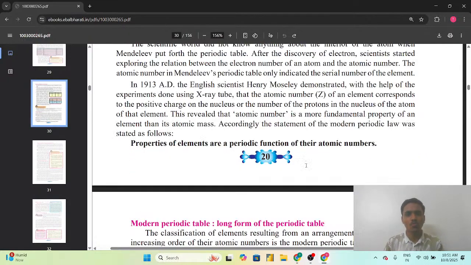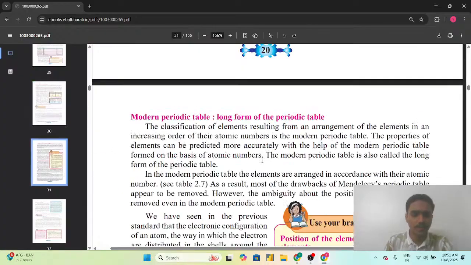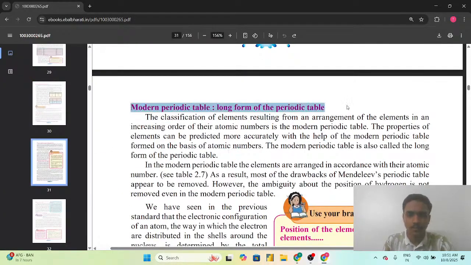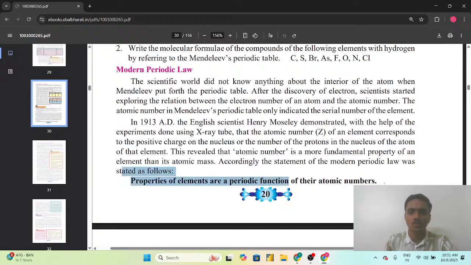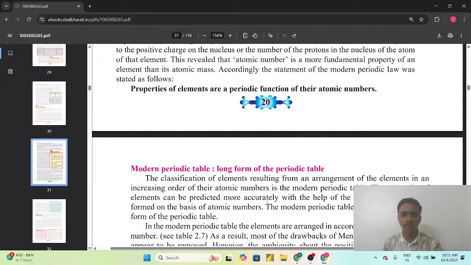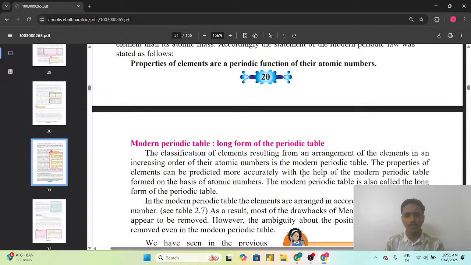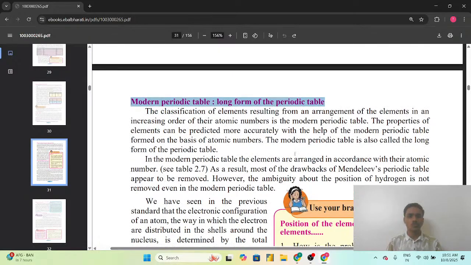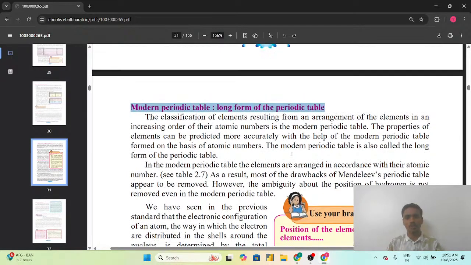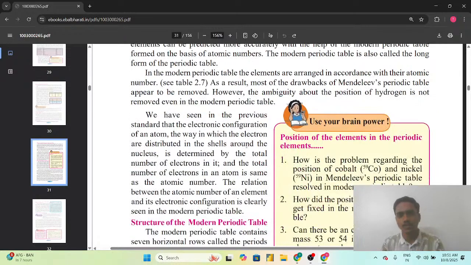So now we will stop here and we'll continue with the modern periodic table, that is the long form of the periodic table. As we have seen, the properties of the elements are the periodic function of their atomic number. So how the classification of elements was done further using the atomic number, we will see in the upcoming part. And the modern periodic table, which we use today for the classification of the elements and studying the elements' behavior, we will see in the next part.